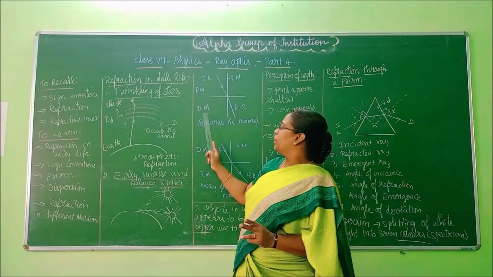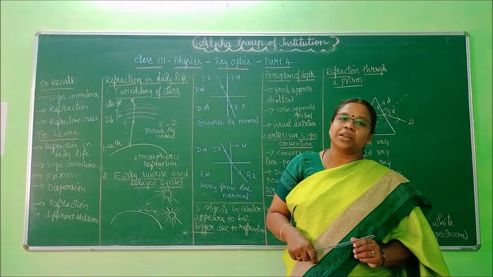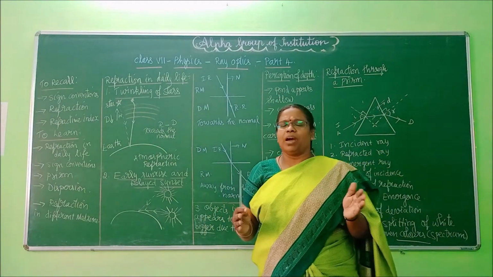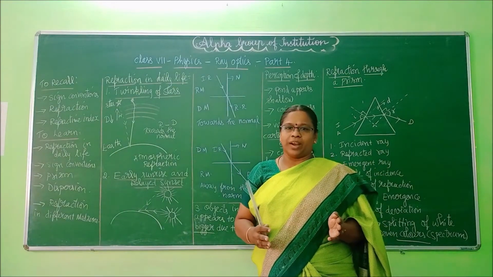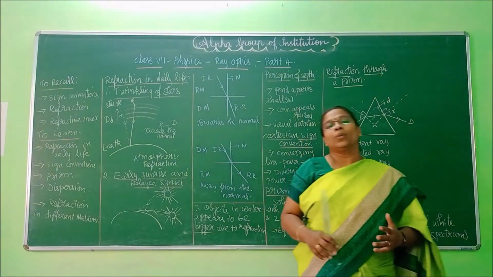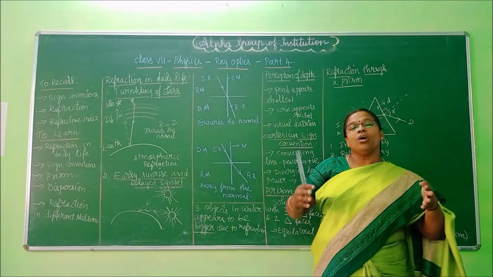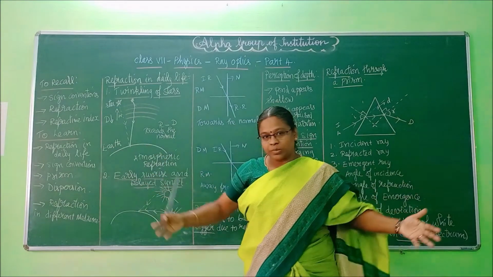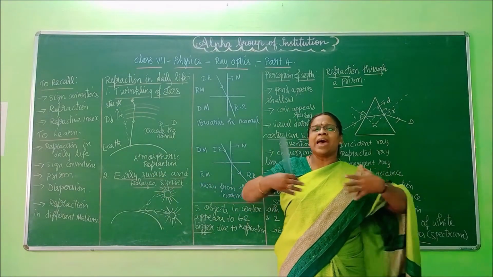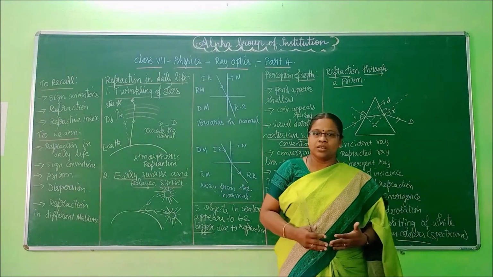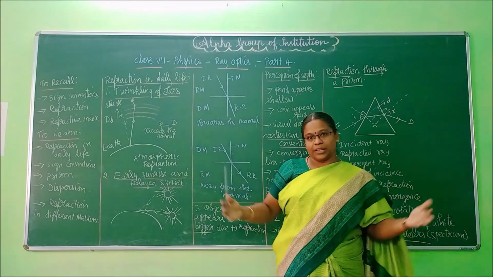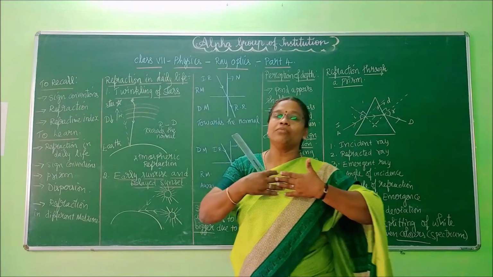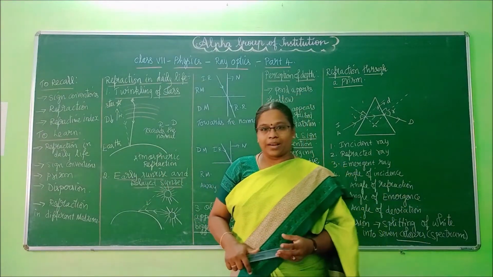Now, there are two types of medium here. One is rarer medium and another one is denser medium. What is a medium? I have already explained: it is the place where a light ray will travel. Now, when the particles of the medium are very far apart, like space or air, the air can move anywhere in the space. In the rarer medium, light can travel in any direction, in a fast manner.